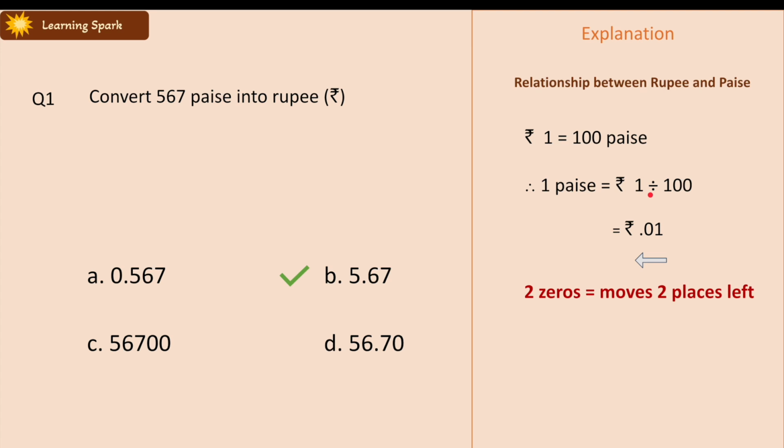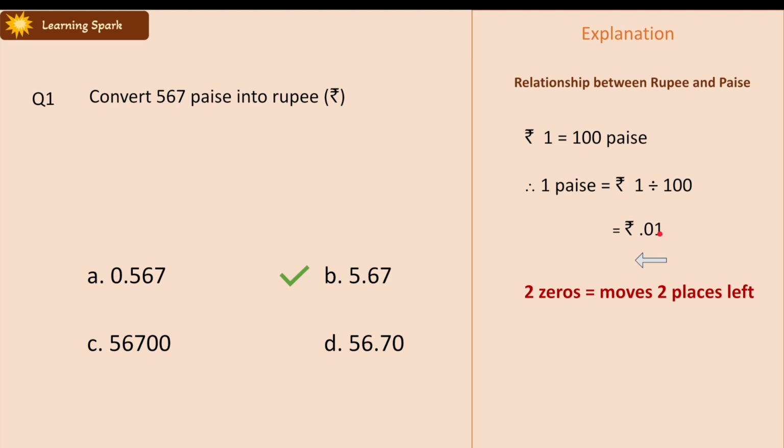Okay, how do we do that? There are two zeros in 100. So if you divide 1 by 100, you write 1 here, and from the right-hand side, you move 2 places left and put the decimal point here. So it becomes 0.01. So 1 paise equals rupee 0.01.